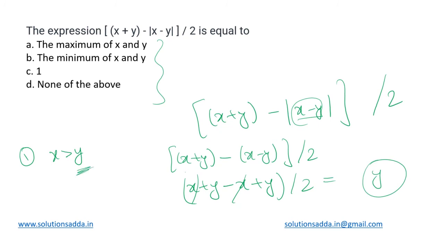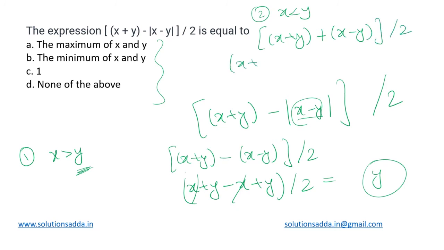Let us also look at case 2 over here. x is less than y. In this case, the modulus will be opened with a negative sign. So that will be x plus y minus of minus becomes plus. So plus of x minus y, the whole by 2, that becomes x plus y plus x minus y by 2. Here y will get cancelled and we'll get the value as x. In this case again, x was the smaller among the two.